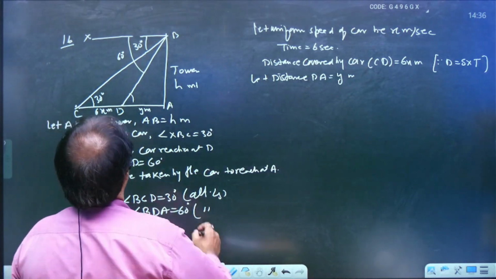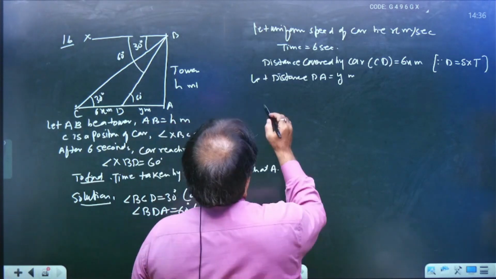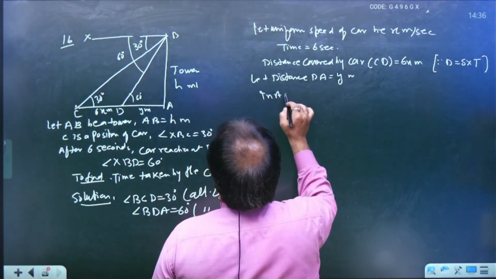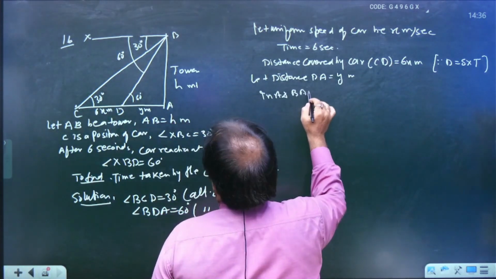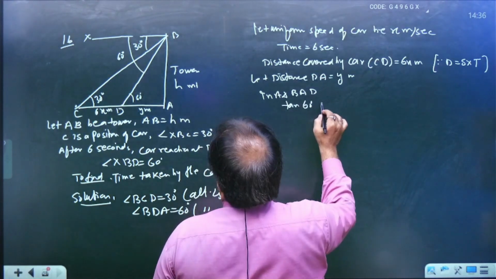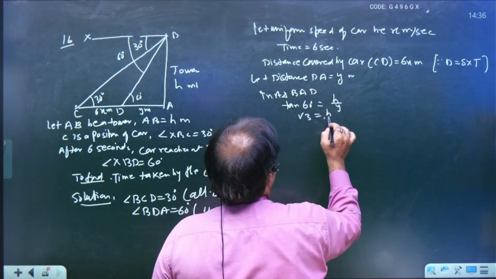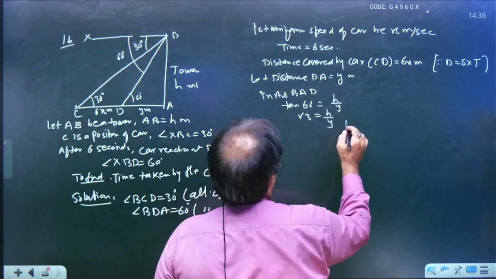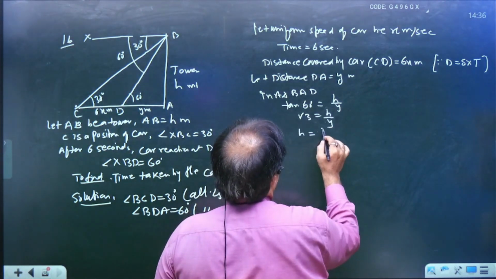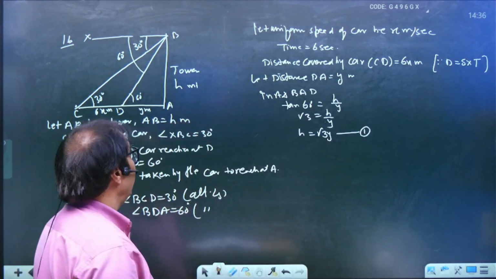Okay, now we have two right triangles, and so go one by one. So in right triangle BAD, tangent 60 degree is equal to h upon y. So root 3 is equal to h upon y. So by cross multiplication h is equal to root 3 y, and put it as relation number 1.